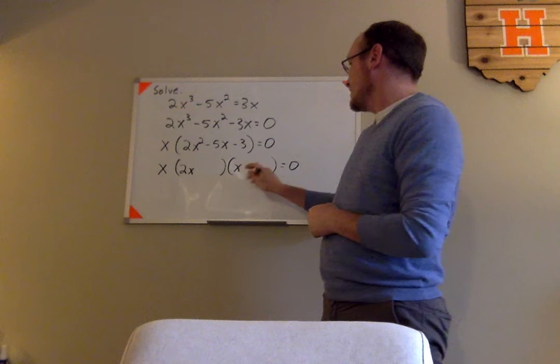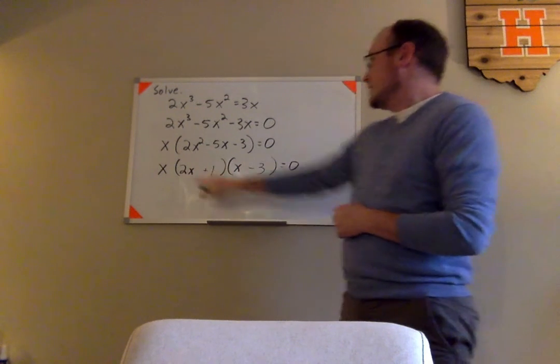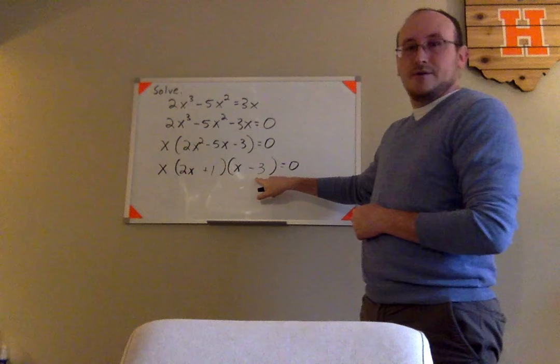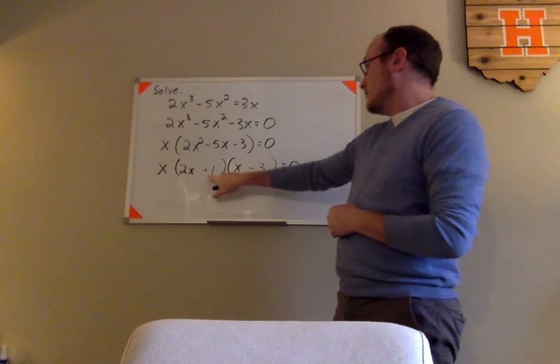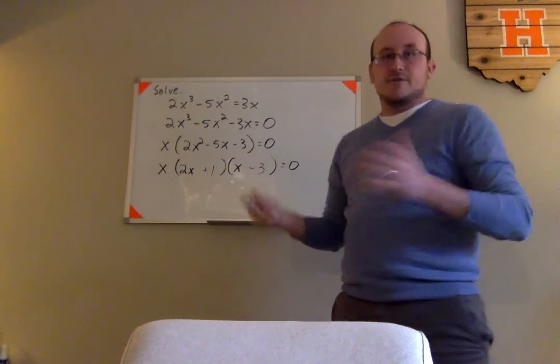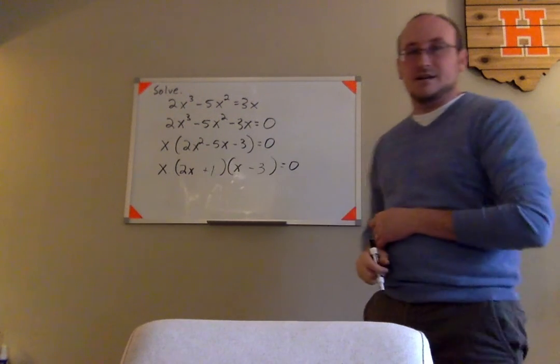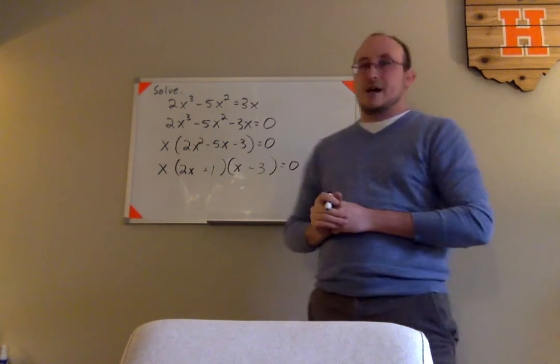I can pretty quickly see that if I put negative 3 here and positive 1 there, 2x times negative 3 would make negative 6x. 1 times x would make 1x. And then those two terms together, the negative 6x and the positive 1x, would make the negative 5x that I needed in the middle. So I know that I have this factored.